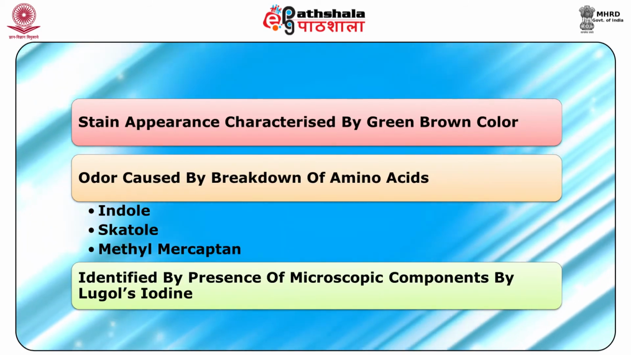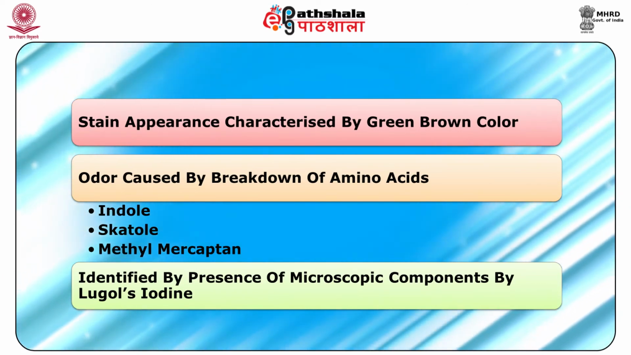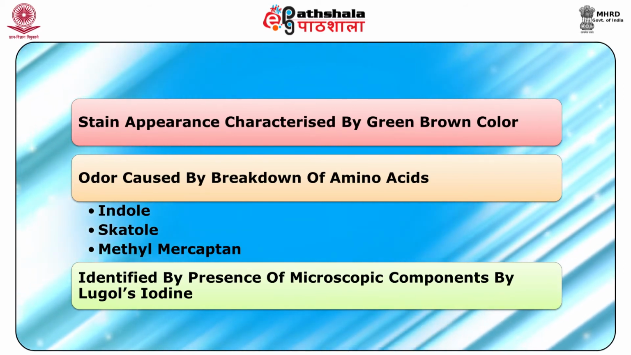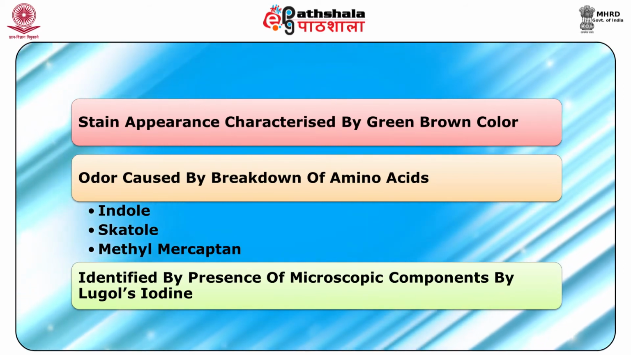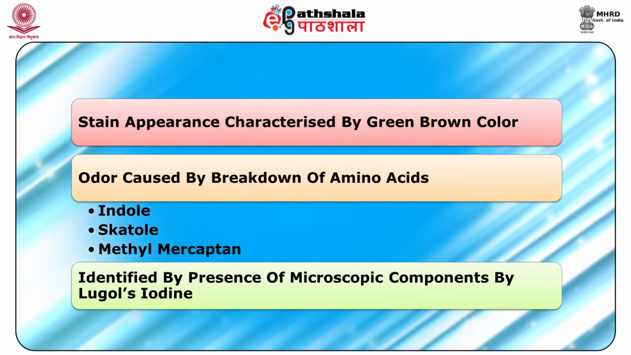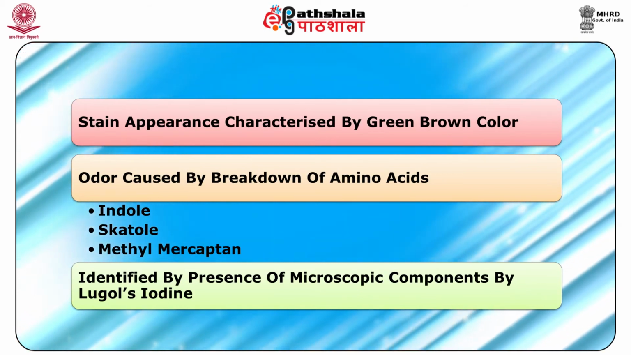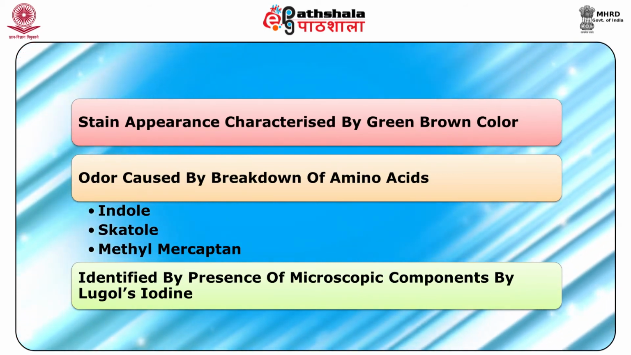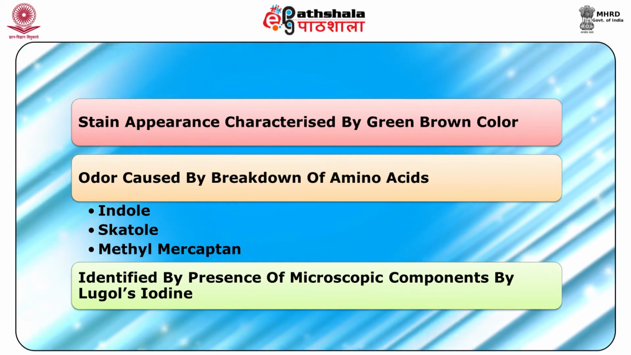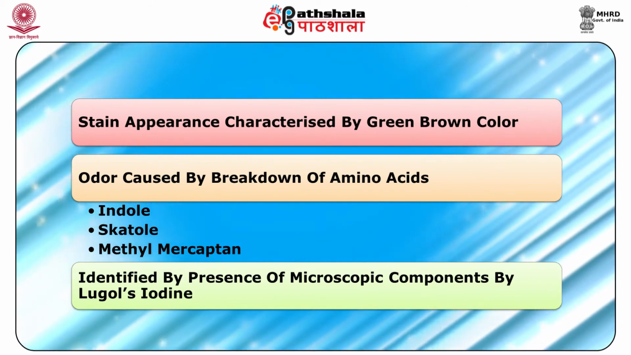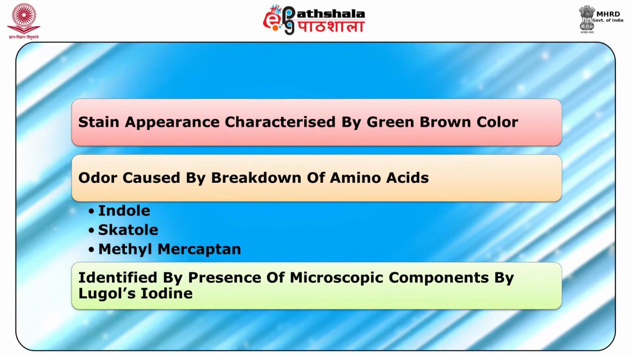Now, let us have an idea about the physical appearance of feces. Stain appearance is characterized by a green-brown color caused by bile pigments and their breakdown products. Odor is caused by the breakdown of amino acids into indole, skatole, and methyl mercaptan by bacteria. It can also be identified by the presence of microscopic components of foodstuff by using Lugol's iodine.